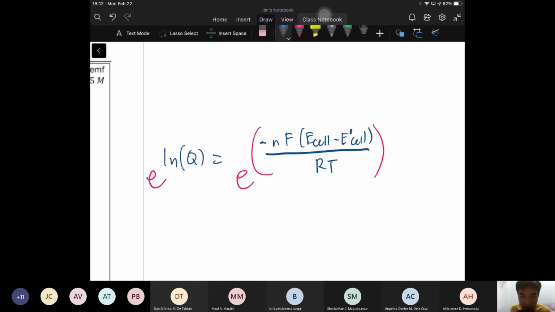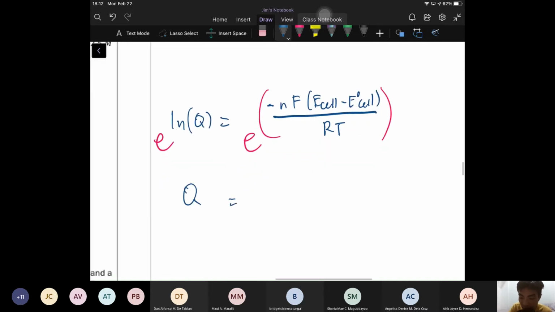So what happens to e and ln? They cancel, so you will be left with Q equals exponential negative nF over RT. Ang daming ginagawa, no? Kaya nga babawasan na lang natin yung topic. Kawawa naman kayo.